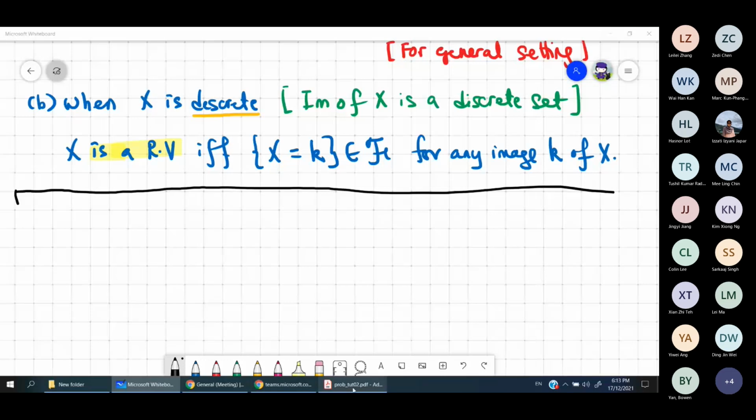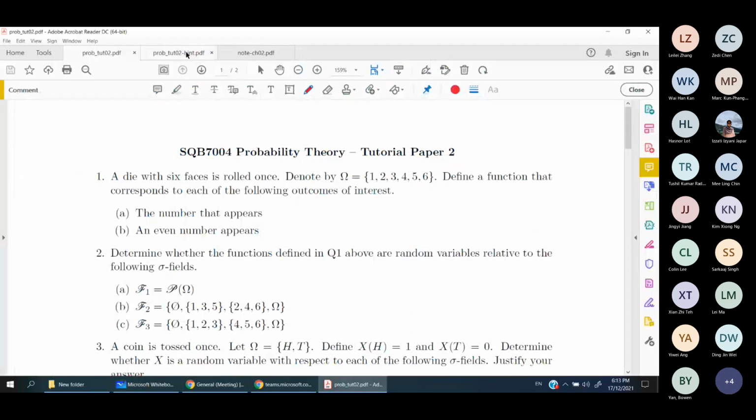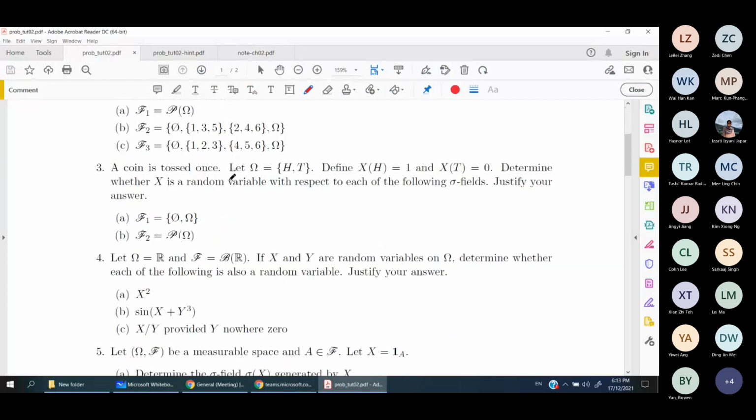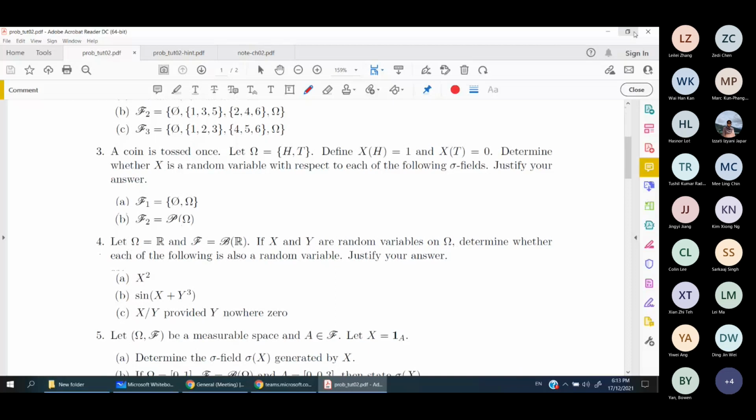Okay, let's look at the questions. 3A. Do I have the solutions? So let's go 3A. So here's the questions.